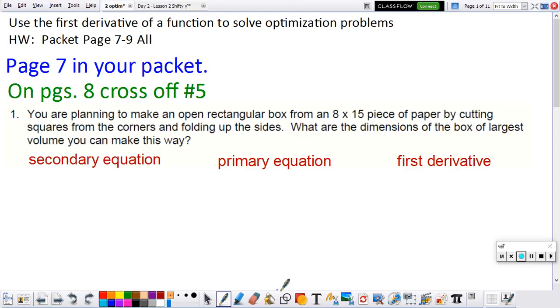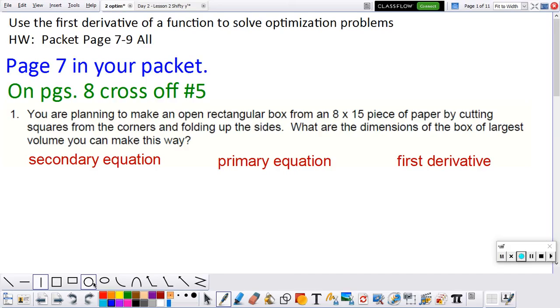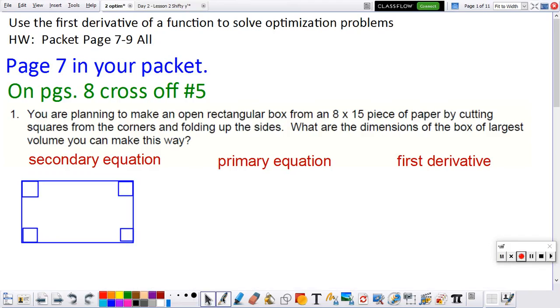It says you are planning to make an open rectangular box from an 8 by 15 piece of paper by cutting squares off the corners, and then folding up the sides. What are the dimensions of the box of the largest volume? So immediately it says largest volume.